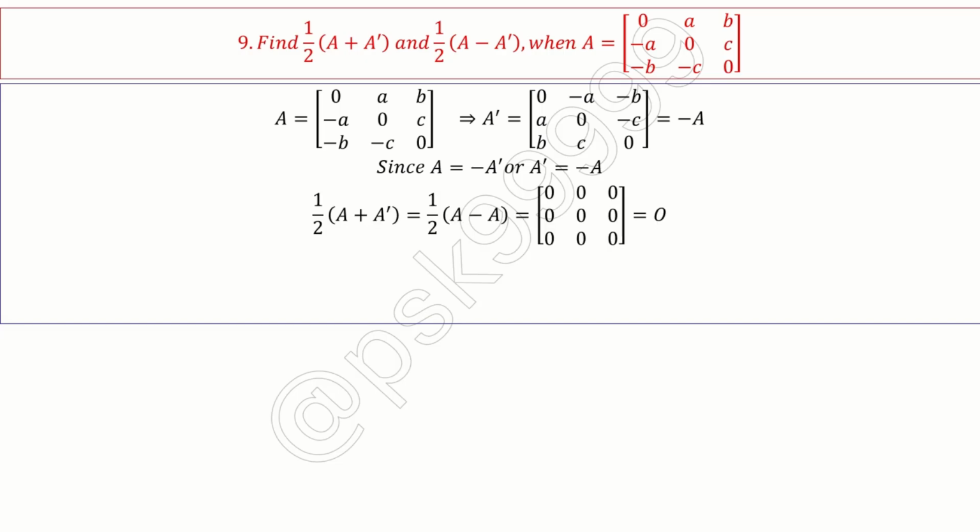So half of A plus A dash is nothing but null matrix we'll get, and half of null matrix is a symmetric matrix, right? And half of A minus A dash, that A dash is nothing but minus A, so it will become A plus A, half by 2, which is A. That is same as this one. This is already a skew symmetric matrix. If you see, given matrix is already a skew symmetric matrix. So this is same. Next.